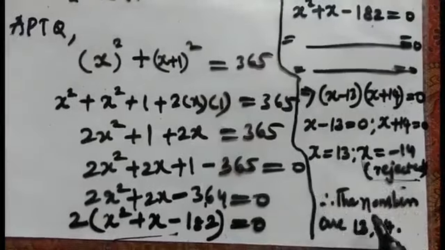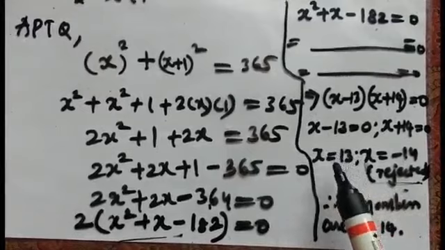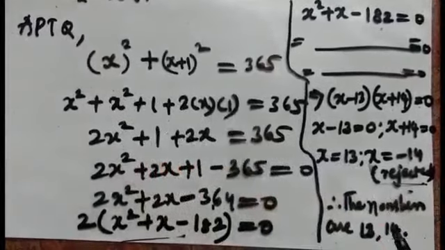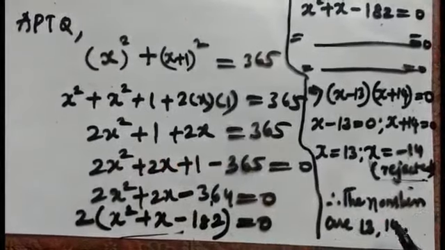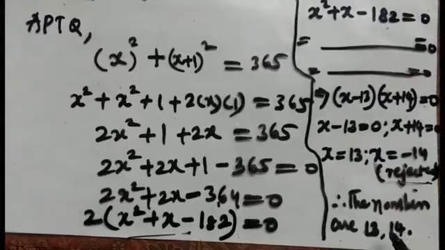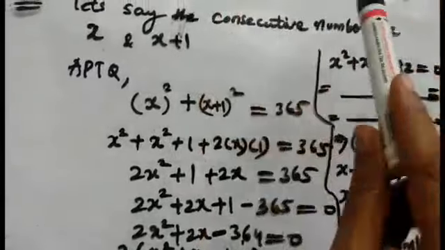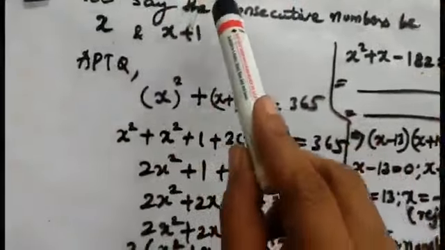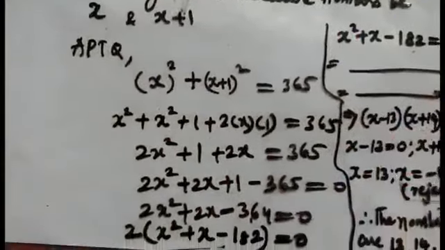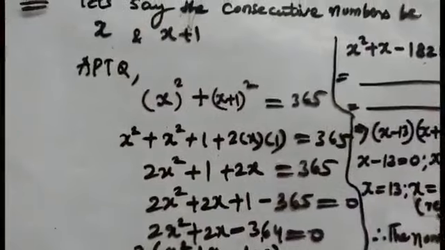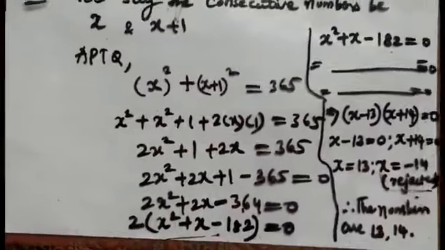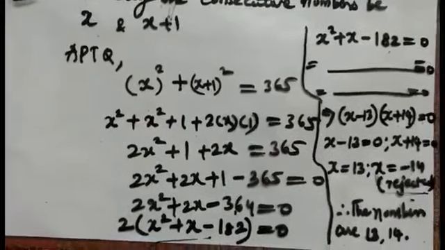Therefore the numbers are, the first number is x, which is 13, and the immediate next number is x plus 1, that is 13 plus 1, that is 14. So the required numbers whose sum of squares is 365 are 13 and 14. So like this we have completed our question. Please complete all these problems in your classwork.